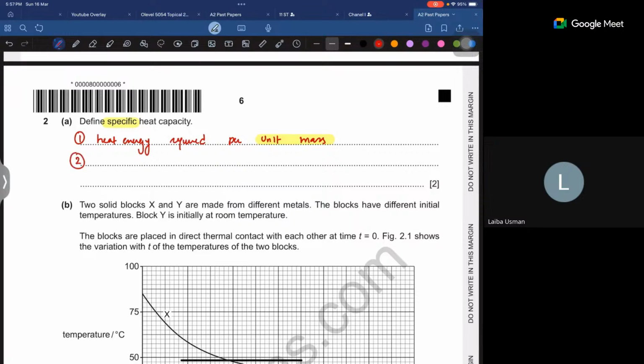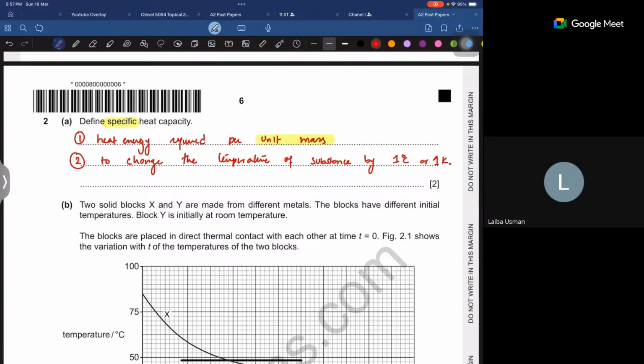And then for the second point, you're going to say to change the temperature of a substance by 1 degree Celsius or 1 Kelvin. So both are okay, whatever you want to write, that's good enough.